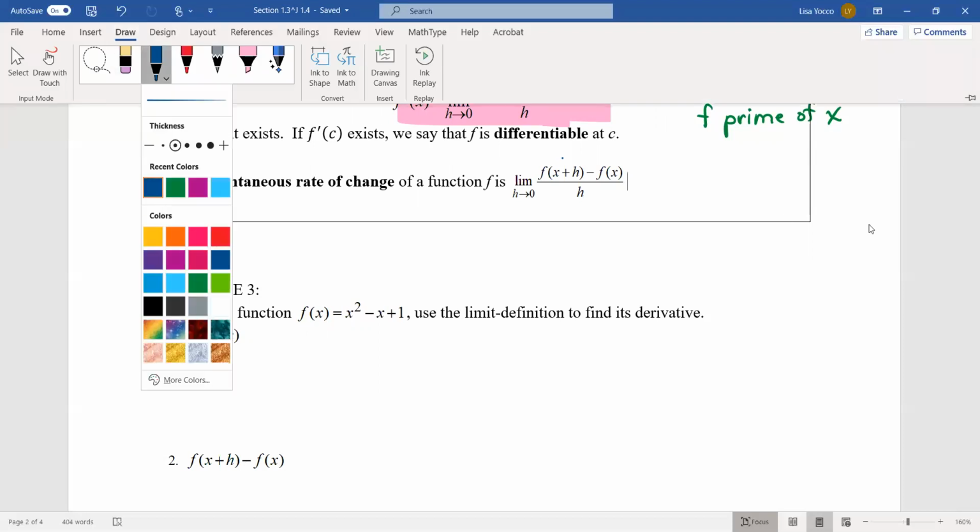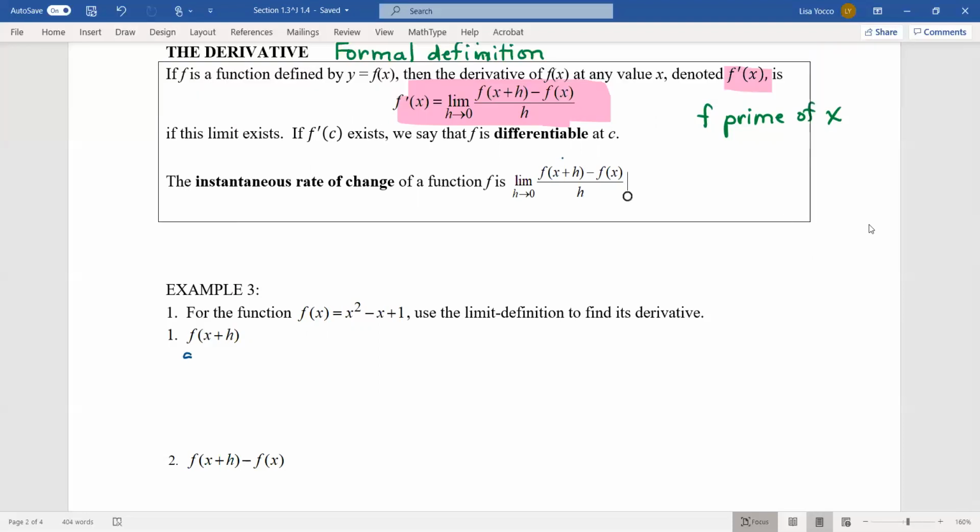And that just simply means substitute x plus h into the function, substitute for x in the function. All right, so f of x plus h would look like this: x plus h squared minus x plus h plus 1.